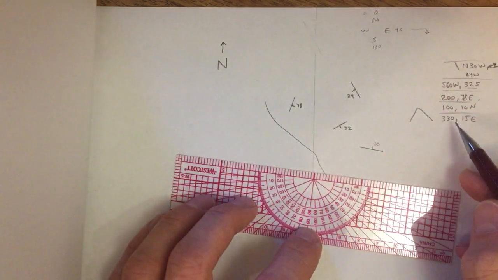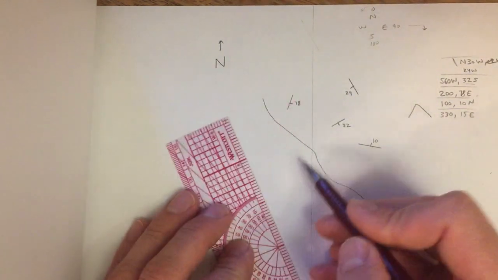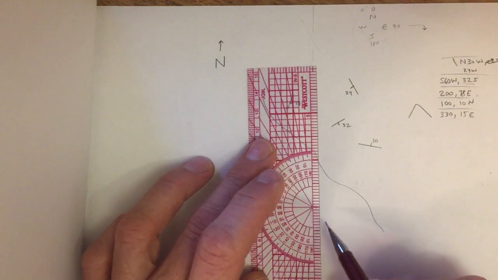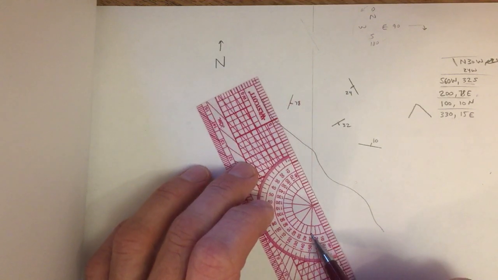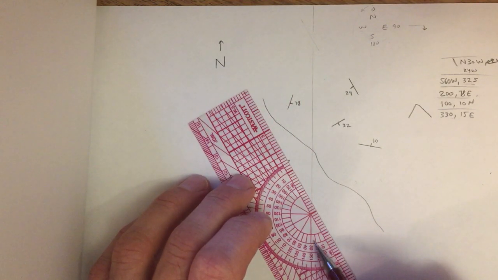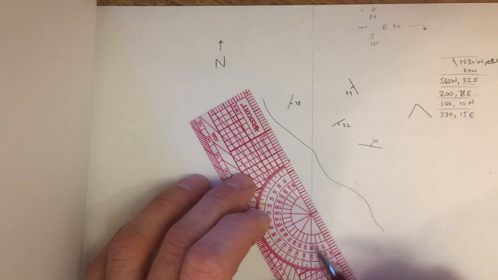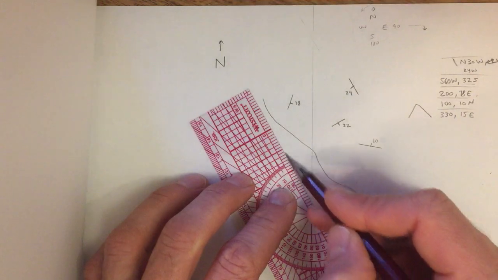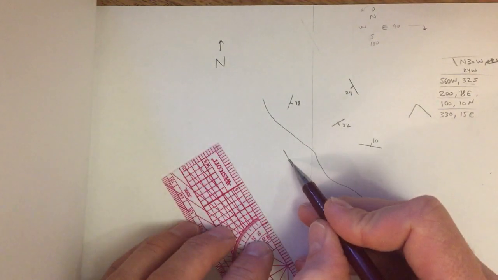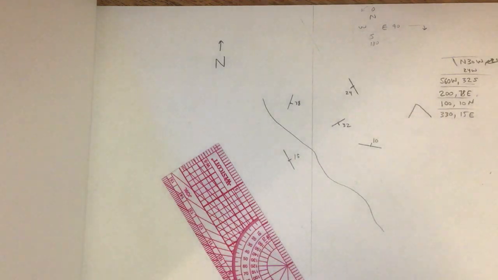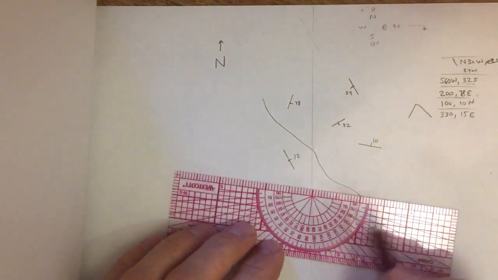counterclockwise from north-south. So all I would do typically, let's say it was a point here, I would just count 10, 20, 30, slide it down, and check that this focal point goes through the line there. It does. We're good. Okay, so that's 330, 15 to the east. So I generally don't even use these numbers.